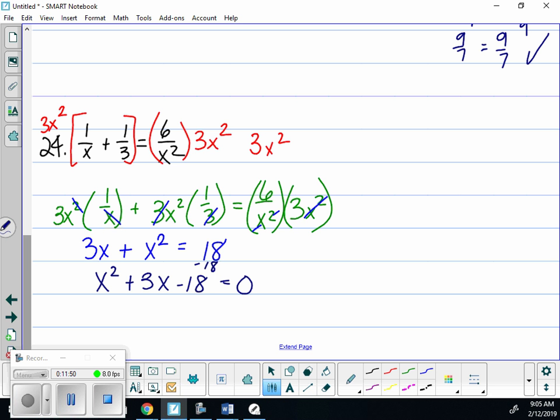See if you can factor it. So numbers that multiply to negative 18 and add to 3. 6 and 3. Since the 3 is positive, we want the 6 to be positive. So x would equal negative 6 and x would equal 3. And then you'd have to test those answers. See if they work.